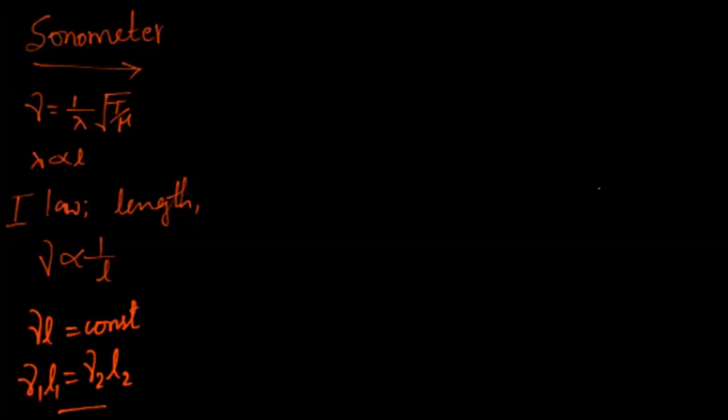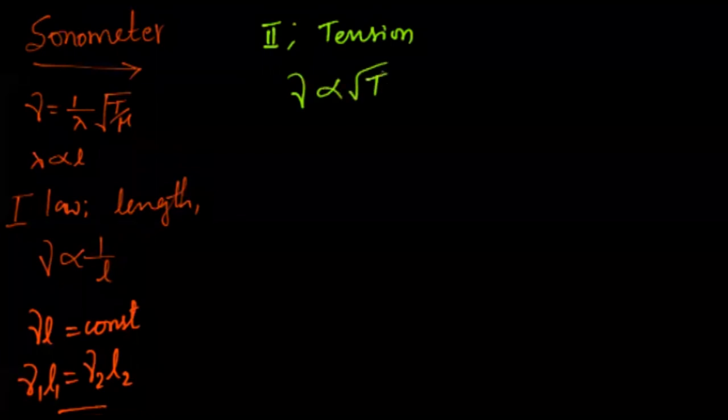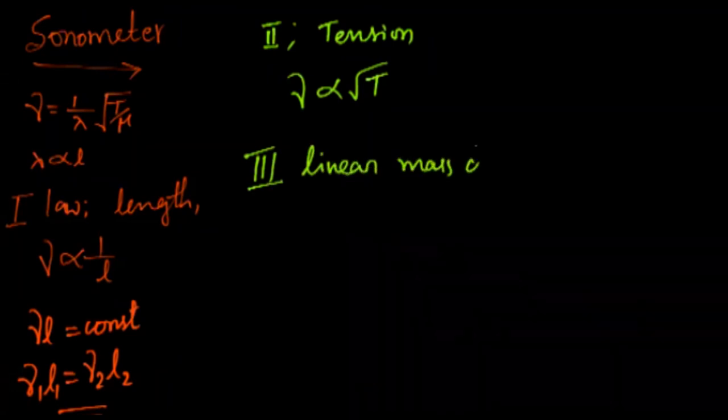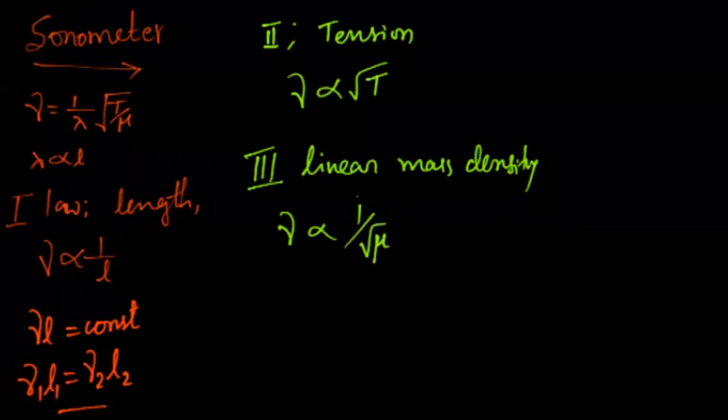The next law is called the law of tension. It is evident that frequency is proportional to root of T if the length of the string and the linear mass density remain constant. The third one is the law of linear mass density, and it reads that nu is inversely proportional to the square root of mu, keeping tension and length of the string constant. In all these three experiments, the general condition is that temperature should not change, as the length of the wire can vary with temperature. So using this relationship, we can solve problems on the frequency of a stationary wave set up in a string stretched between two points.